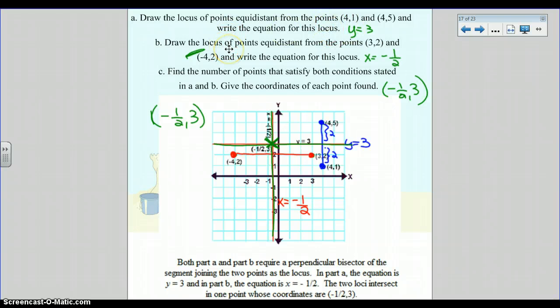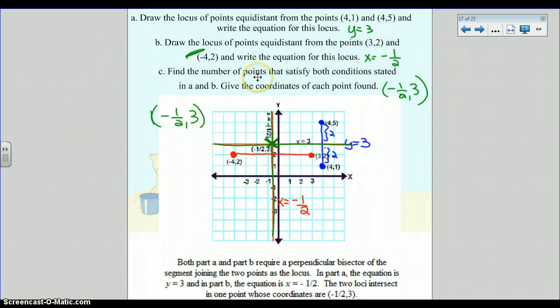Part B asks you to draw the locus of all points equidistant from the points (3, 2) and (negative 4, 2). So we plot (3, 2) and (negative 4, 2). Again, equidistant from 2 points is the perpendicular bisector. So we go halfway, which is to negative 1/2. And again, perpendicular to a horizontal line is a vertical line. We plot our x equals negative 1/2.